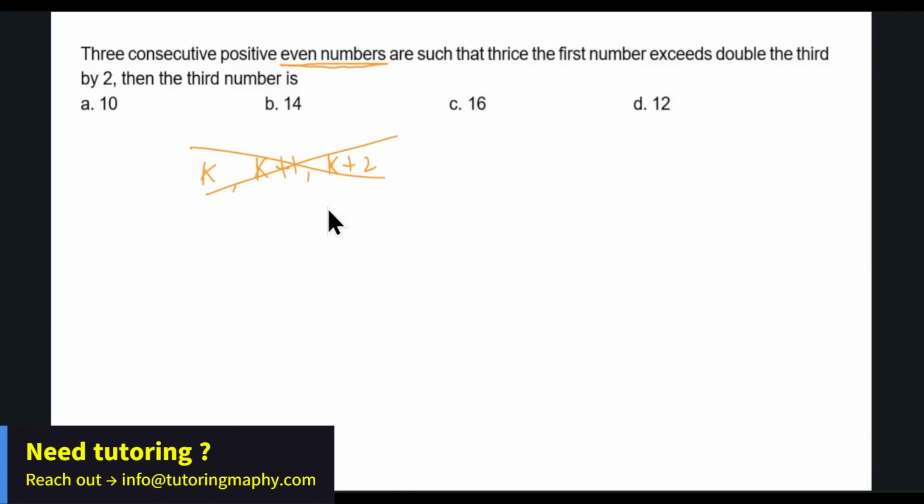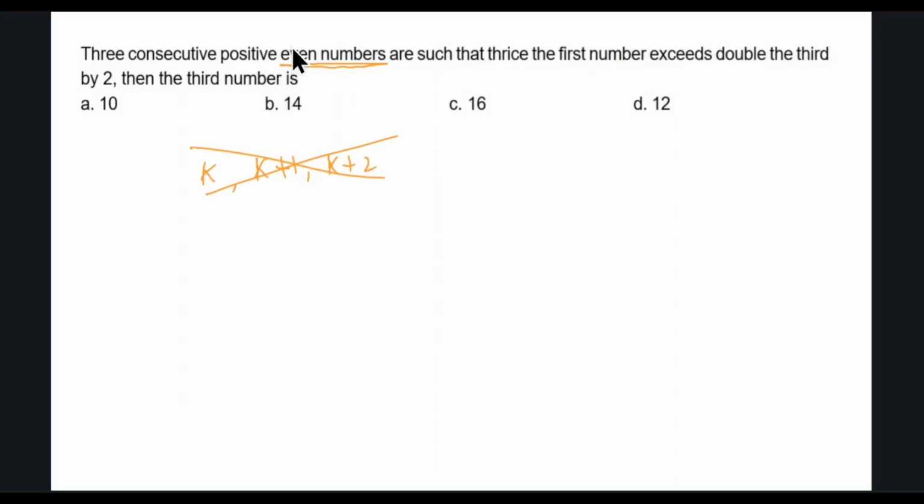But the other two numbers, they take as k plus 1 and k plus 2, which is wrong. Because these are definitely consecutive, but these are not consecutive even. For it to be even, if you're considering k as an even number, then the next even will be k plus 2 and the next even will be k plus 4. That's the first, well, important point over here.